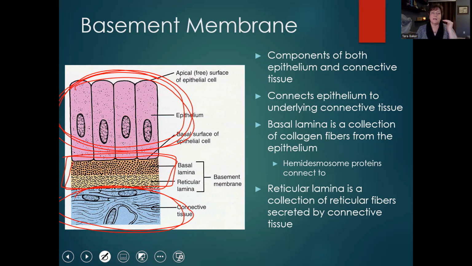So both the epithelial cells of the epithelial tissue and the connective tissue want to be together. They both provide their own glue, which provides a nice tight connection between the two different types of tissue. So the basement membrane is made up of the basal lamina, made by the epithelial tissue, and the reticular lamina, which is made by the connective tissue.